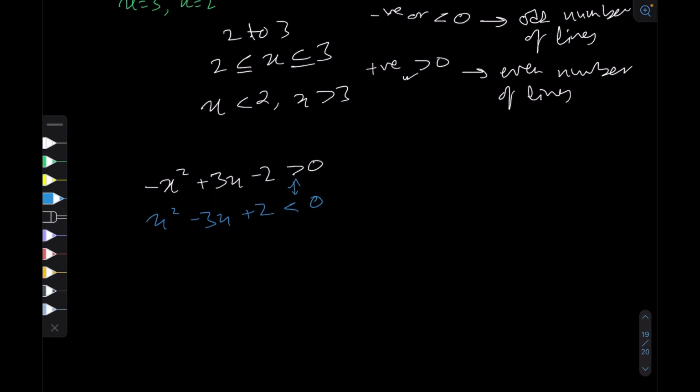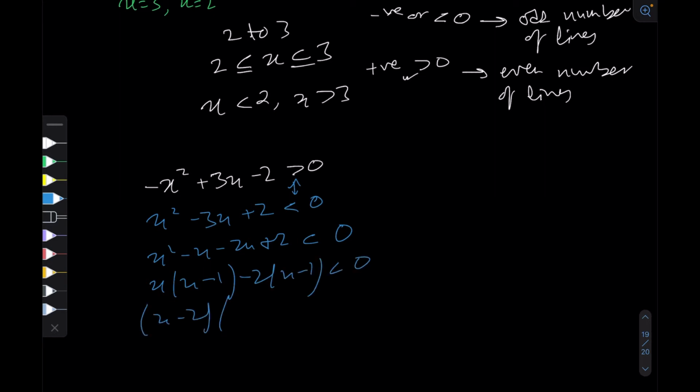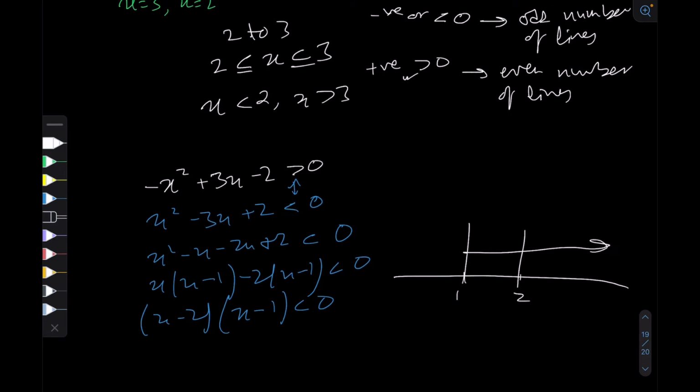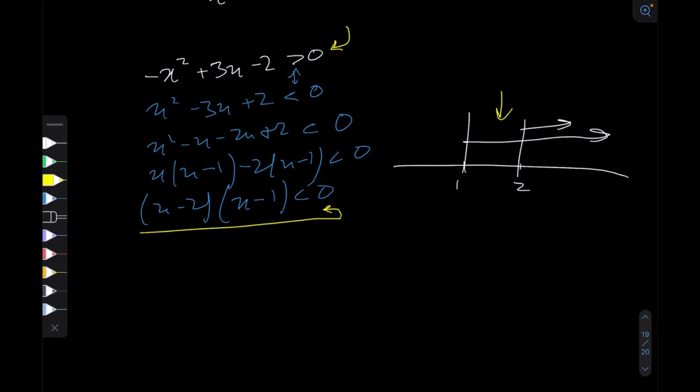Now you do the usual stuff. It's the same as before. We factorize this: x squared minus x minus 2x plus 2 is less than 0, so (x minus 1)(x minus 2) is less than 0. We got our factors 2 and 1. Now we make the number line. Here's 1, here's 2. We make our arrows. Now we want to find the values for which this thing is negative, even though we started with positive, but after rearranging we got to this. So we are looking for a region with an odd number of lines, which is this, and so our answer will be 1 is less than x is less than 2.